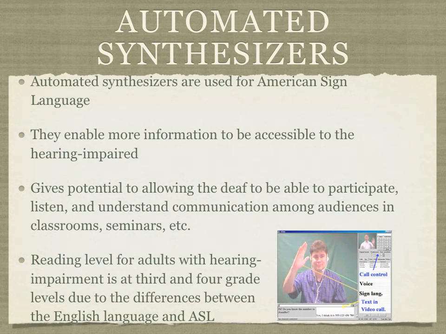Automated synthesizers are used for American Sign Language. They enable more information to be accessible to the hearing impaired. It gives the potential to allowing the deaf to be able to participate, listen, and understand communication among audiences in classrooms, seminars, and more. The reading level for adults with hearing impairment is at 3rd and 4th grade levels, due to the fact that there are so many differences between the English language and American Sign Language.